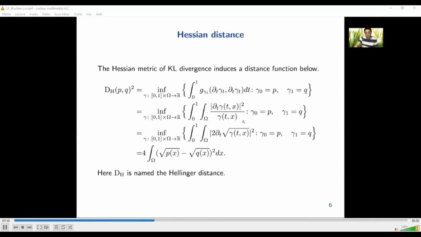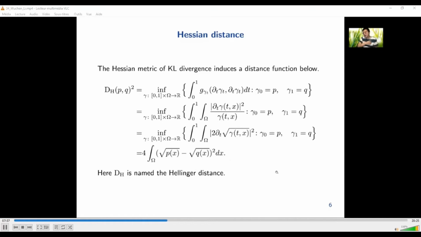Okay. Now by some simple computation, in this case, you get this partial t gamma over gamma. This is dt dx here, and you do a change of variable, which is 2 partial t square root of gamma. This one will give you this term when you take the square of them. So then, when you write it into this form, along the square root of that function, this is flat, and then you can try to plug in the solution. Then you get this kind of formula, which is the integral of square root of p minus square root of q, squared, dx. Okay, so this is the so-called Hellinger distance.